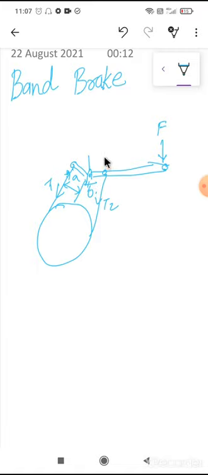Now the distance between this second band and the center is B. The total length will be L. Here the radius of the drum is, suppose, small r, and the angle which is being subtended, suppose this angle, is theta.